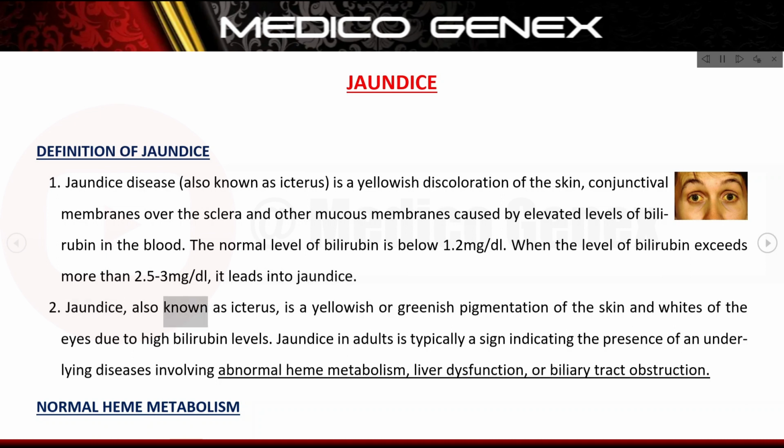Jaundice, also known as icterus, is a yellowish or greenish pigmentation of the skin and whites of the eyes due to high bilirubin levels. Jaundice in adults is typically a sign indicating the presence of an underlying disease involving abnormal heme metabolism, liver dysfunction, or biliary tract obstruction. Normal heme metabolism.